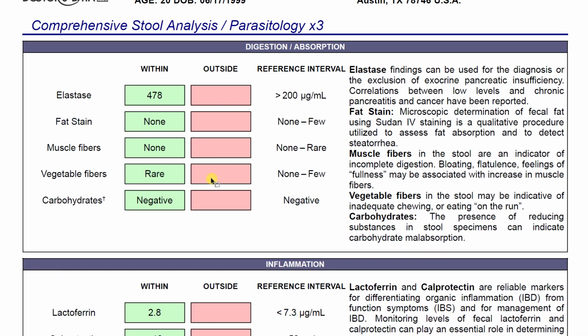For the digestion and absorption markers, you have a number of things that we looked at. Elastase is an indication of pancreatic function, meaning digestive enzymes. Greater than 200 is what we want you to be, and you're at 478.